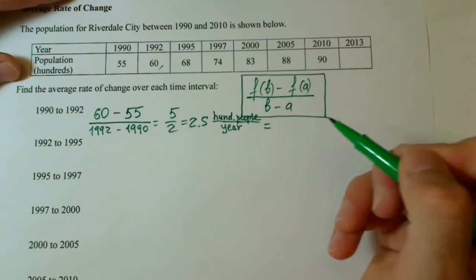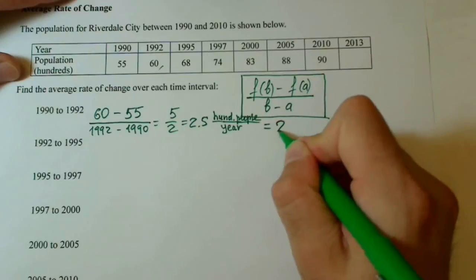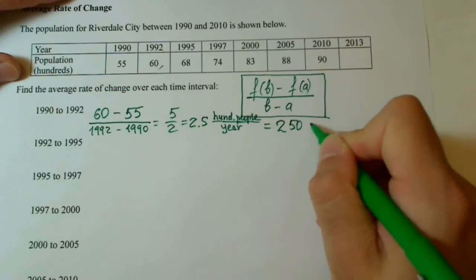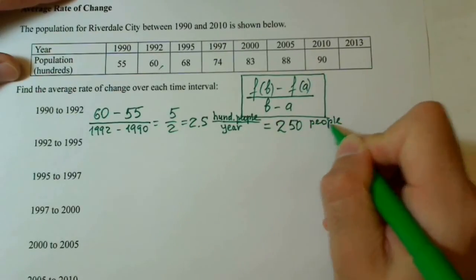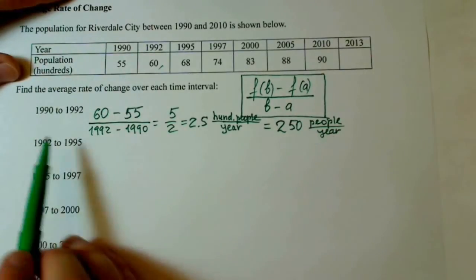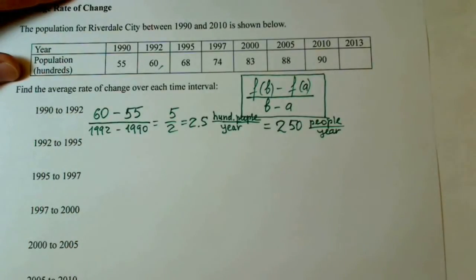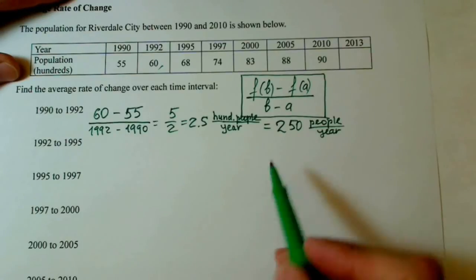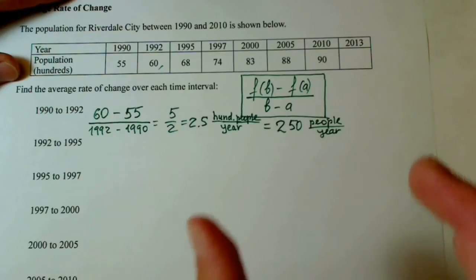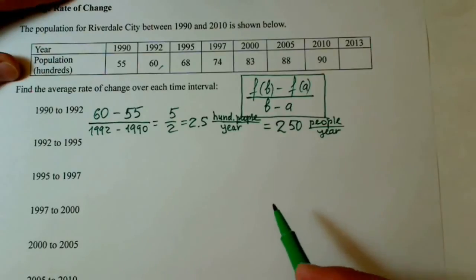What does this actually mean? It means that our population is increasing by 250 people a year between 1990 and 1992, and it's an average, because we don't know exactly. It might be that in 1991 it didn't increase at all, and in 1992 it increased by 500. But in these 2 years our population was increasing on average by 250.